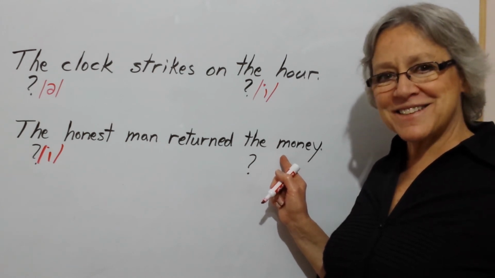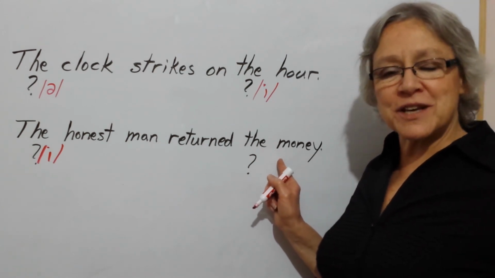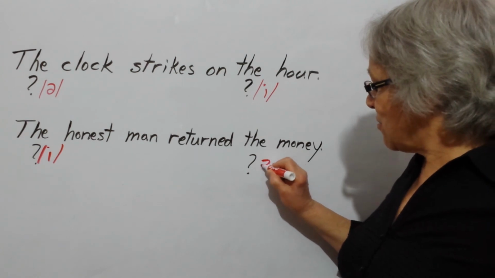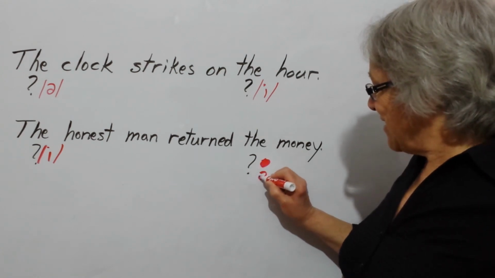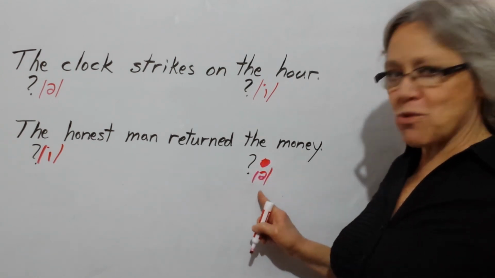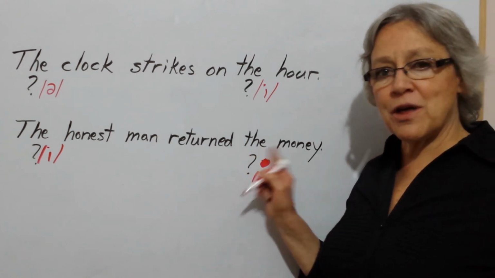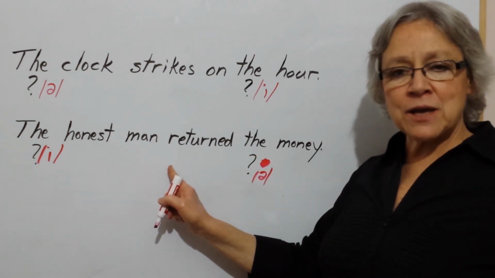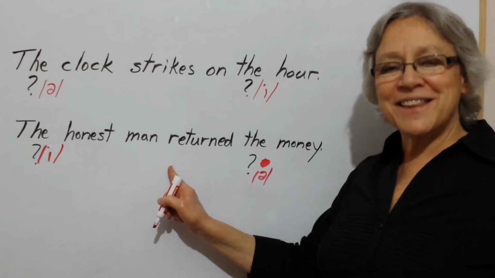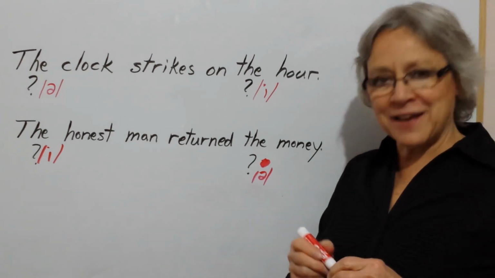So which one is this? Okay, money begins with a consonant sound. So, oops. That's supposed to be a schwa. So this is the money. The honest man returned the money.